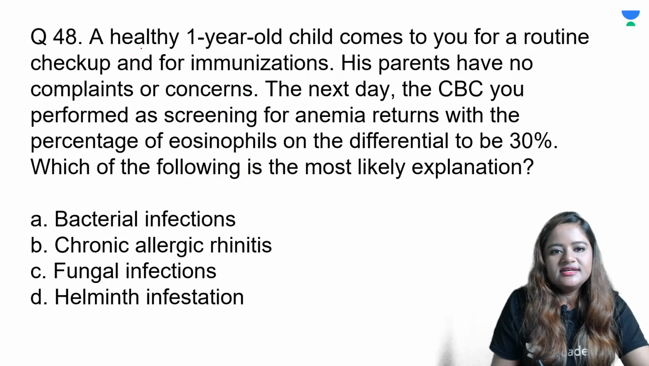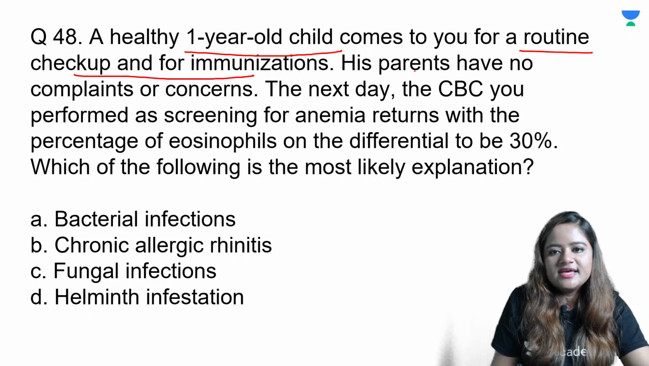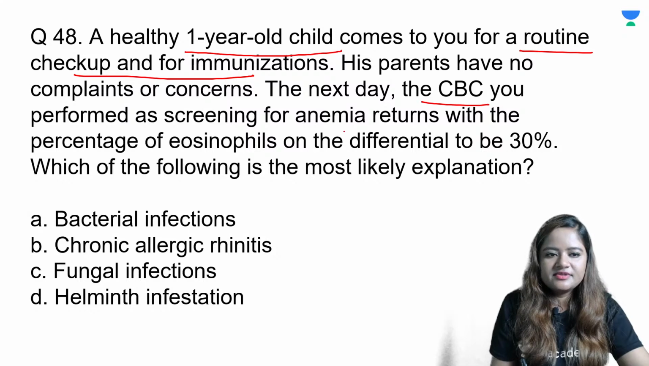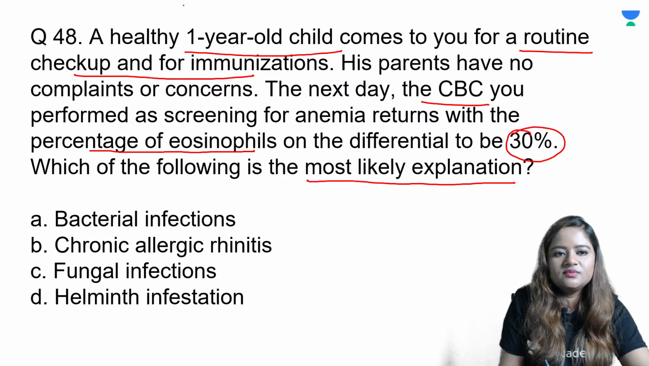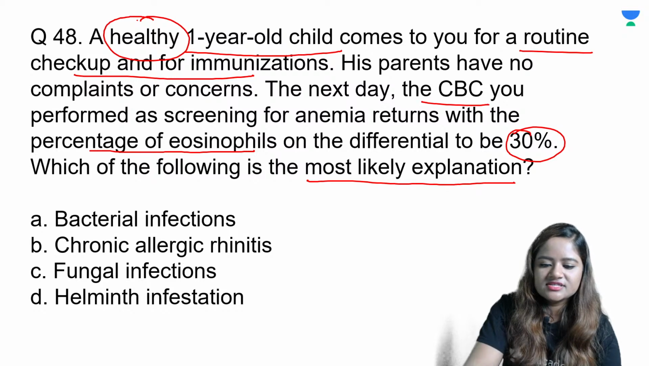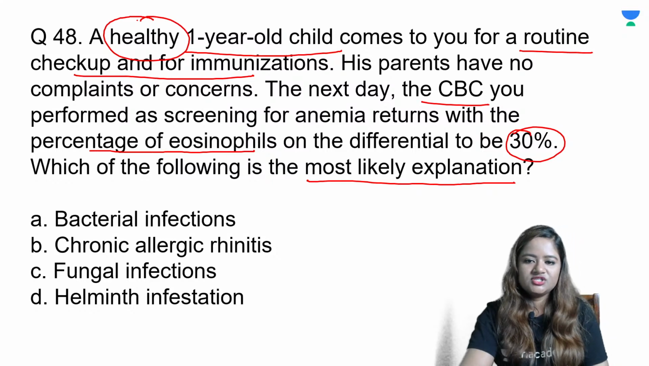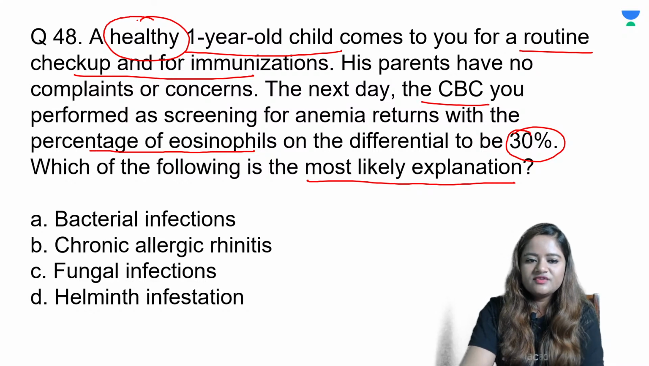Question number 48. There's a healthy 1 year old child who comes to you for a routine checkup and for immunization. His parents have no complaints or concern. The next day, you do a CBC just for routine examination and you see that the percentage of eosinophils on the differential is very high at 30%. Which is the most likely explanation? So again, mark the words. They are talking about a healthy baby who has come for routine examination. Accidentally on CBC, you see that the eosinophil count is very, very high. So what could be the reason for this manifestation? Which option would you choose? Is it bacterial infection? Is it allergic rhinitis? Is it fungal infection? Is it helminthic infestation?